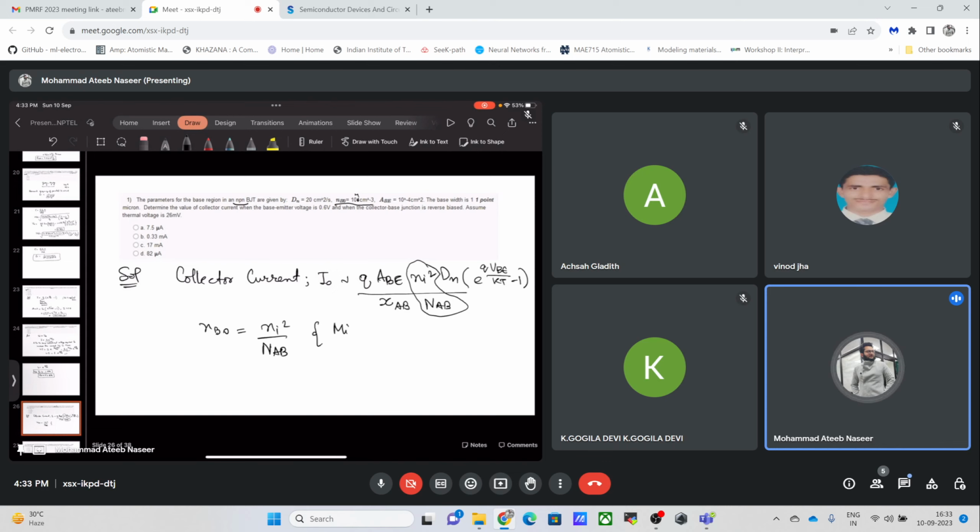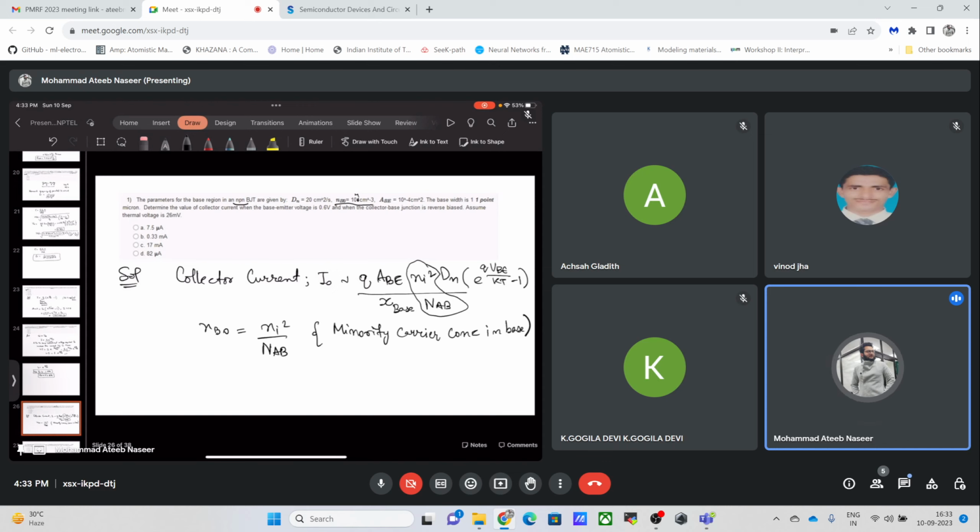Let me write it down explicitly: minority carrier concentration in base. So we know this value, and this shouldn't be x of AB, it should be simply x of base. X of base is the base width.